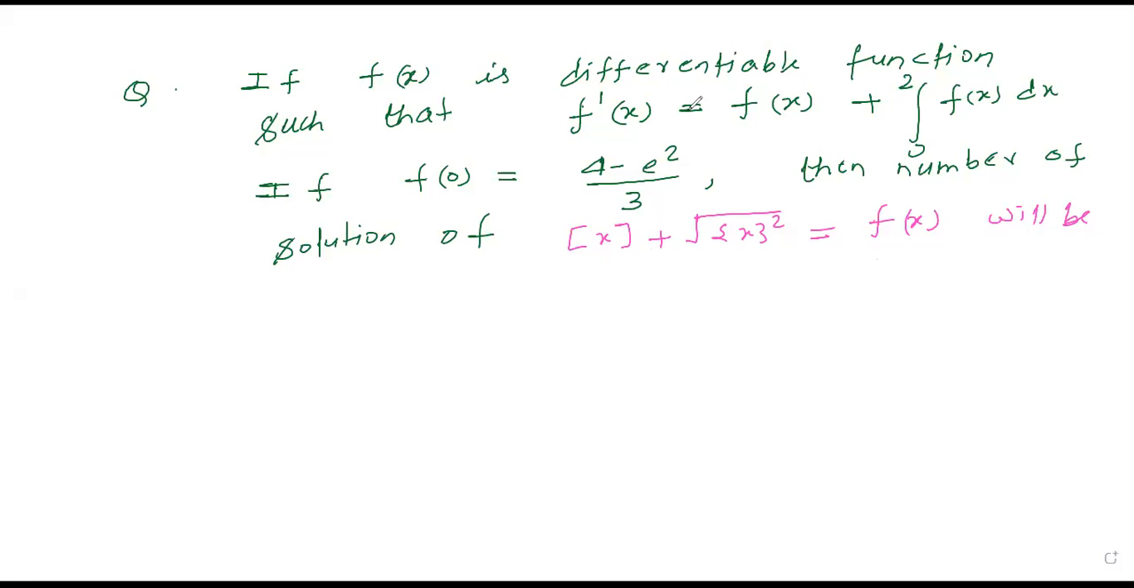So firstly, we have to find our function f(x) from this condition, which is f'(x) equal to f(x) plus integral 0 to 2 f(x) dx, right? So let's see. As we know that integral 0 to 2 f(x) dx is a fixed area, so we can consider f'(x) equals f(x) plus some constant, let's suppose capital A, right?